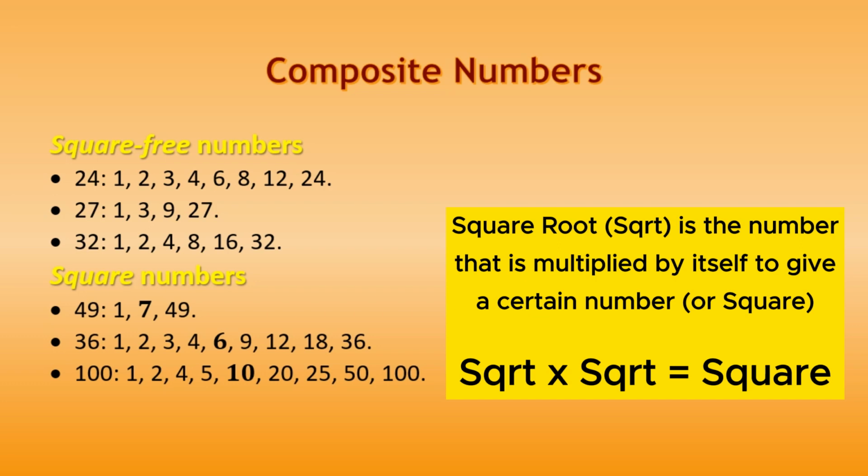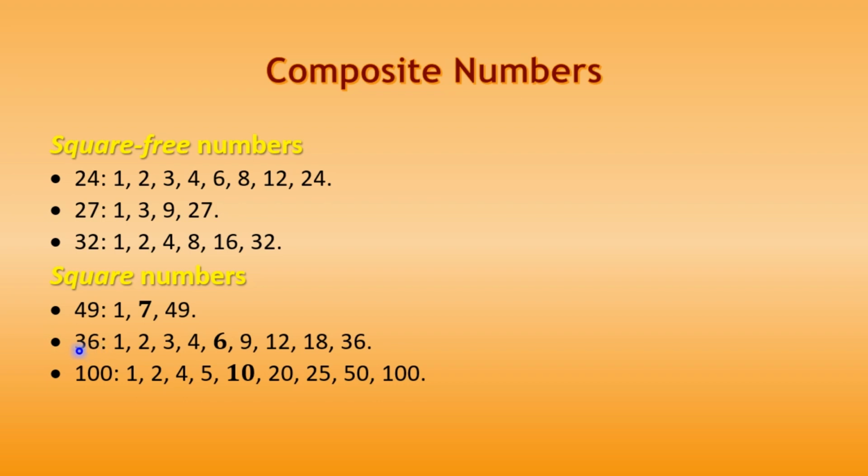The square root of a number is the number that is multiplied by itself to give that number. Same thing for 49 and 100. 7 times 7 is 49, 6 times 6 is 36, and 10 times 10 is 100.